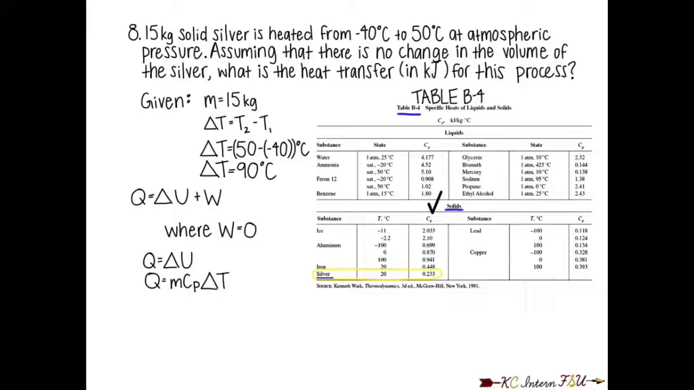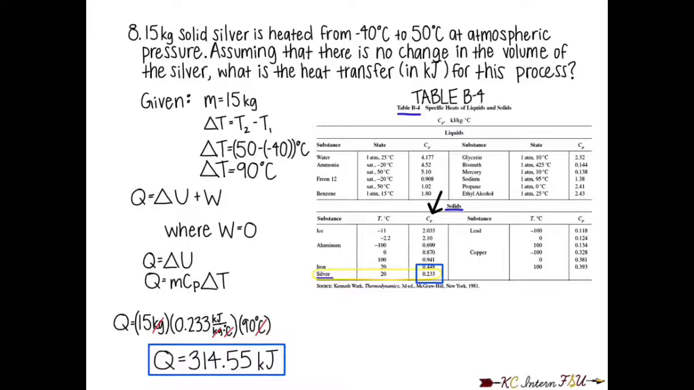From table B4, we can find Cp, which is constant pressure specific heat for silver. We can then plug in all the values in our equation, calculating the heat transfer to be 314.55 kilojoules.